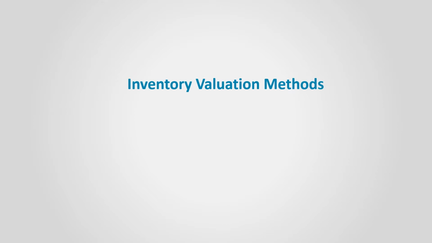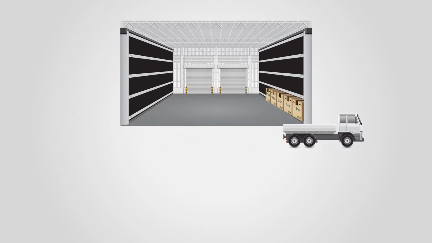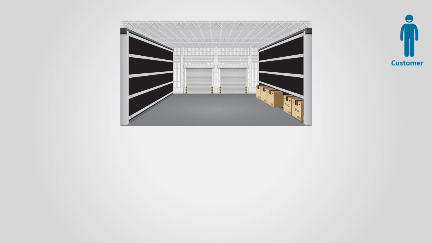Inventory valuation methods. Let's assume that the business bought 5 units of product X for $10 each. The business didn't have any units in its warehouse before this purchase. If the company sold 3 units, there isn't any problem in valuing them as all of the units are for $10 each. The cost of goods sold is $30 for the 3 units sold.